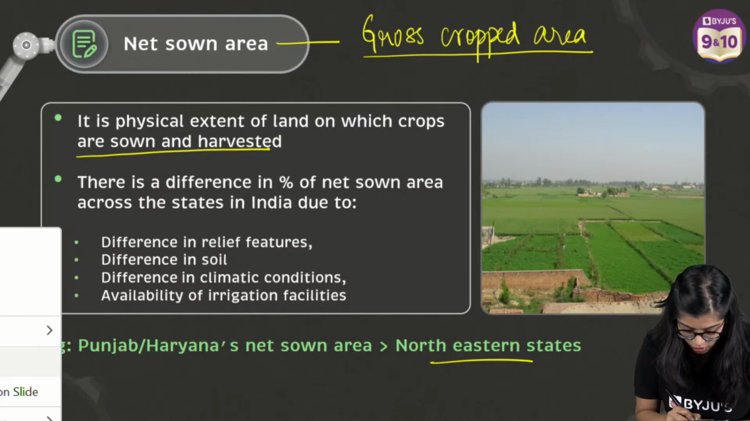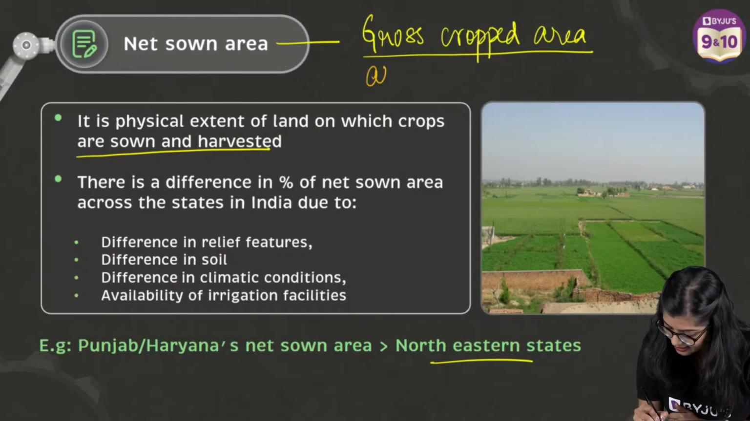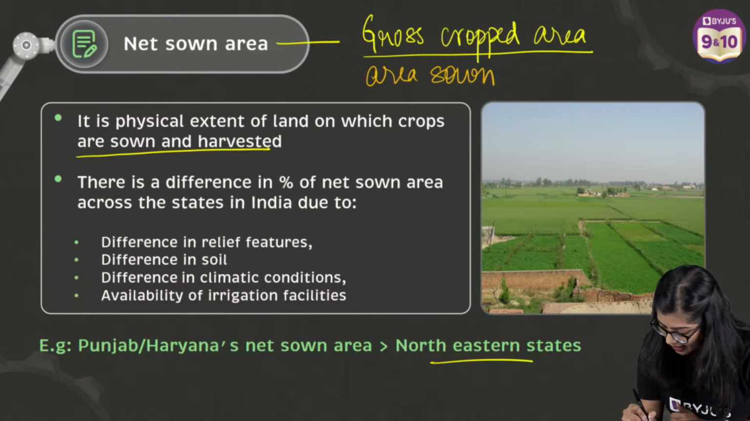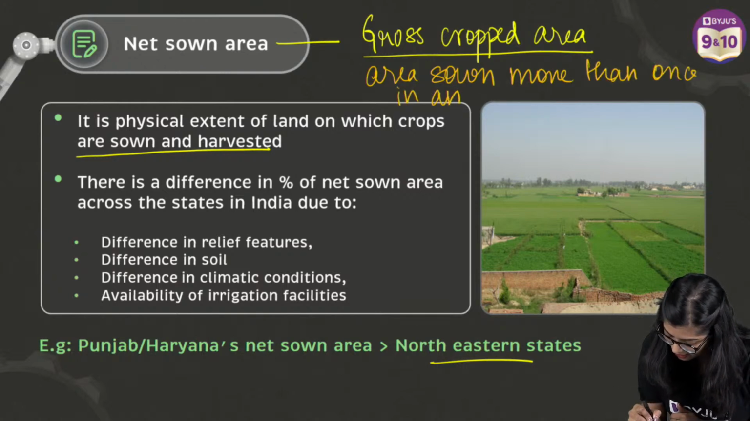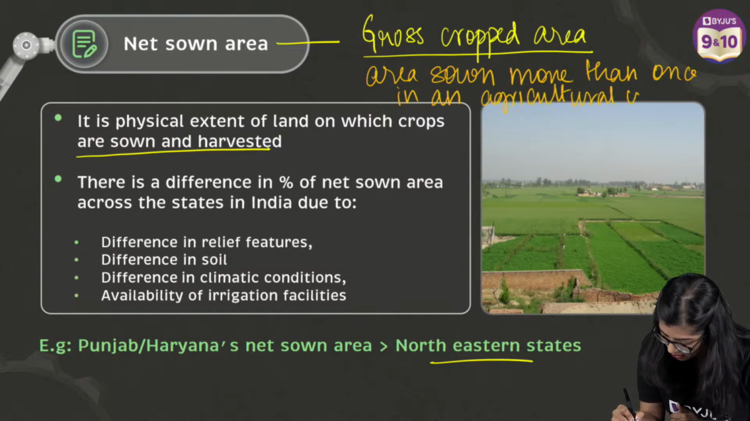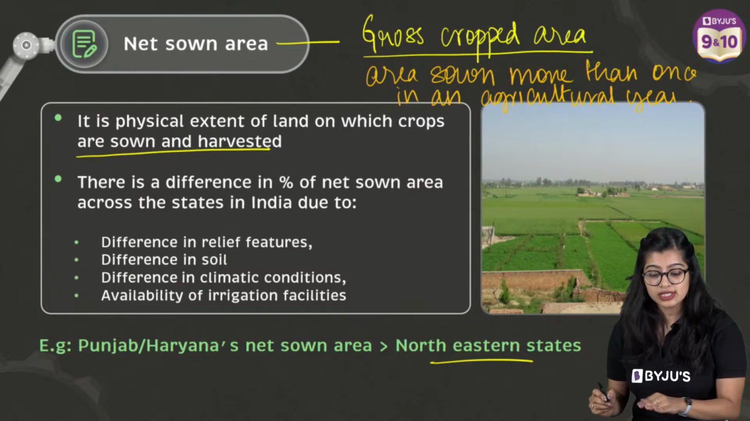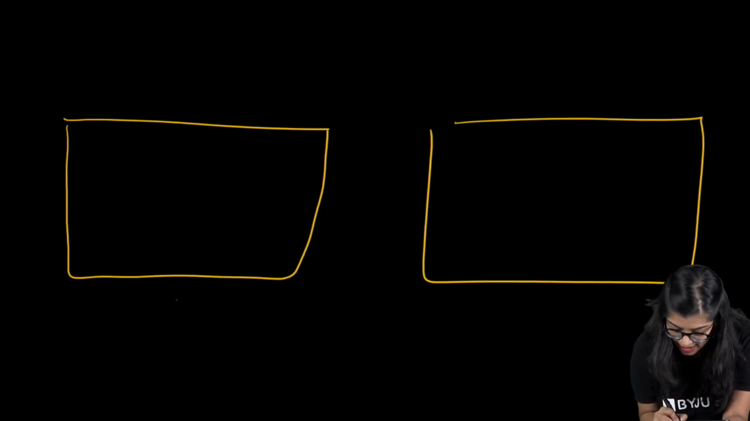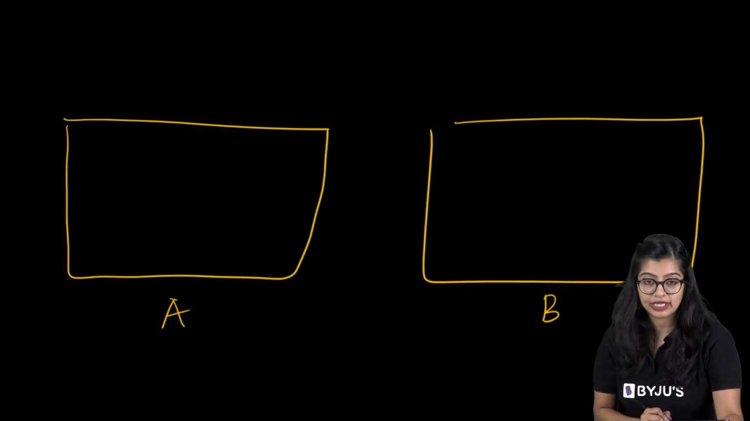So basically your gross cropped area is the area sown more than once in an agricultural year, right? Agricultural year. So this is what we mean by gross cropped area. So let me give you two instances. Now I have two pieces of land, okay? I have plot A and plot B, right?